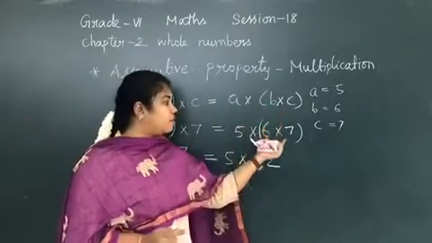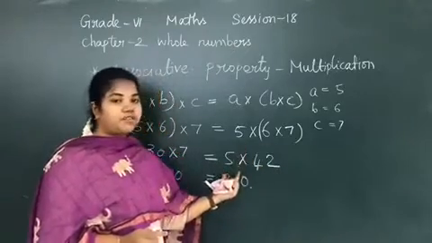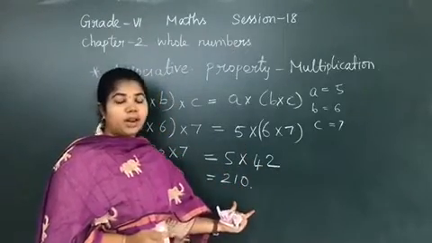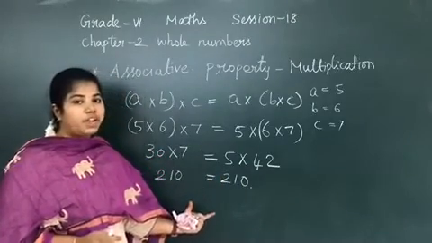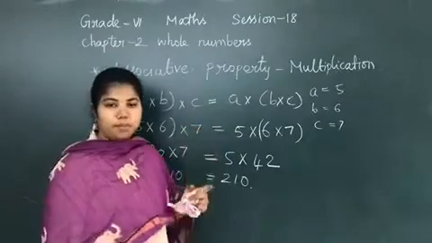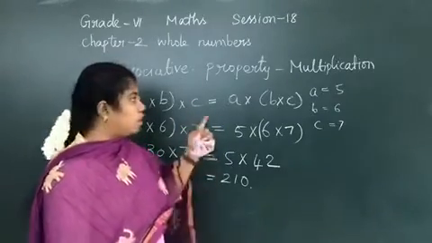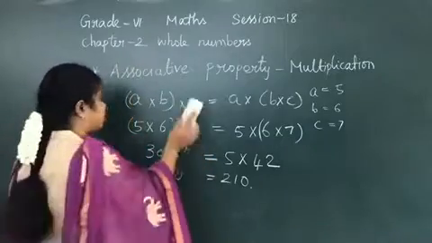The same way here, 5 should be as it is, and the product of these two numbers, that is 6 into 7, 42, that product must be multiplied with 5, and I am getting the answer 210. So my LHS is same as RHS, so it is satisfied. The associative property is satisfied for multiplication under whole numbers. Can you understand? For whole numbers under multiplication. Okay, now let us do the same for division.